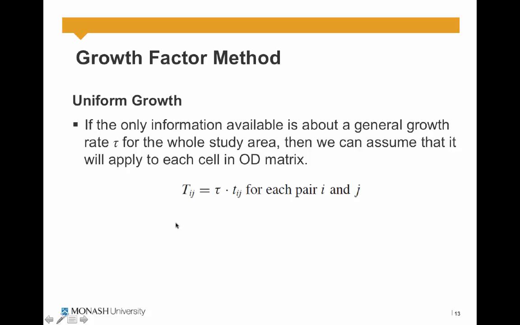Therefore, the number of trips between I and J in future, which is represented by capital Tij, will be equal to the uniform growth rate multiplied by each cell in the OD matrix of the current year, which is represented by a small Tij.